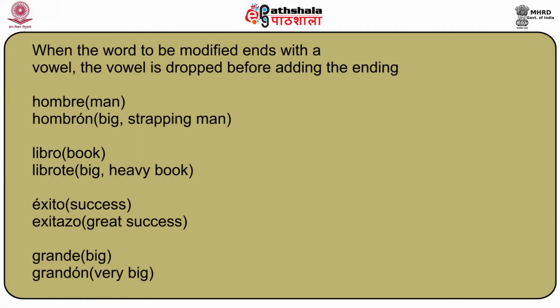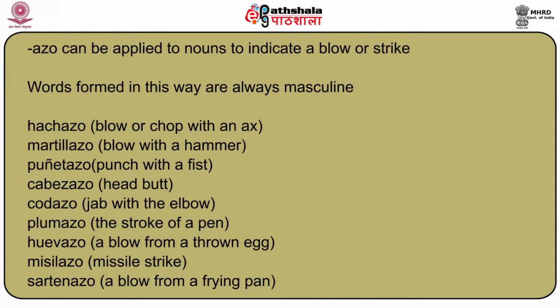Now, the suffix aso can be applied somewhat freely to nouns to indicate a blow or strike. Words formed in this way are always masculine. Hachazo, a blow, a chop with an axe. Martillazo, a blow with a hammer. Puñetazo, punch with a fist. Cabezazo, headbutt. Codazo, jab with the elbow. These are applied to nouns to indicate a blow or a strike which is very heavy. So these words are always masculine.